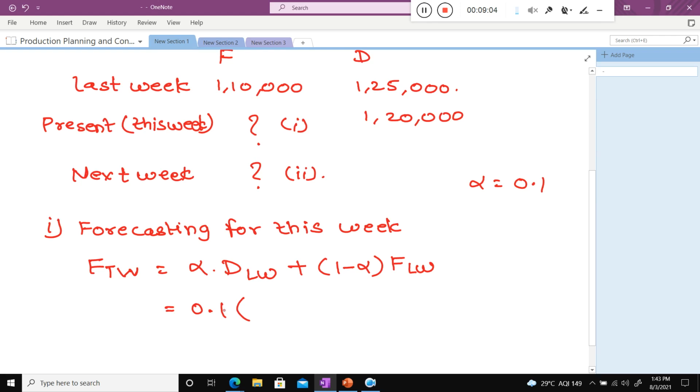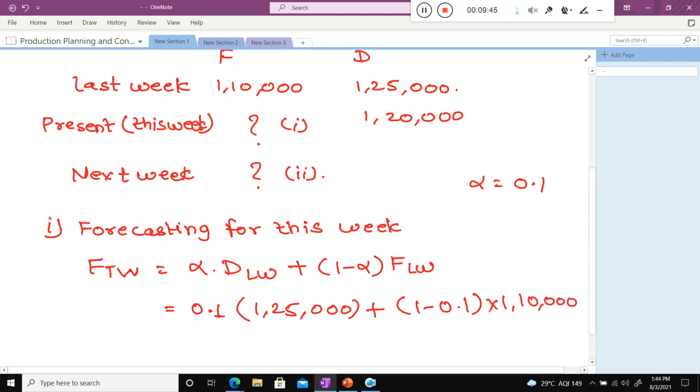Okay, I just write again: 0.1 into 1,25,000. That is the demand of last week, 1,25,000, plus 1 minus alpha, that is 1 minus 0.1, and the forecasting of last week is 1,10,000. So can I multiply this by 1,10,000?